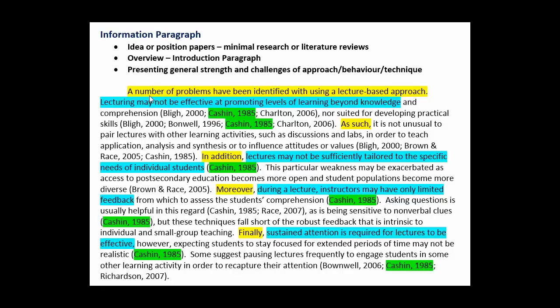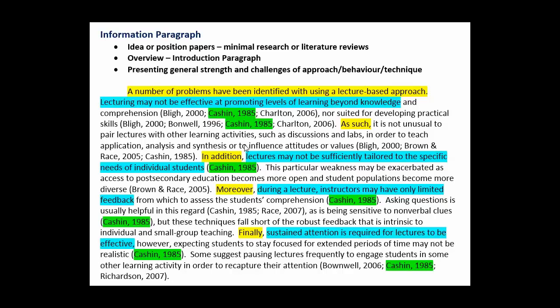Another way of doing this is the person could have written, there are at least 4 problems which have been identified with using a lecture-based approach, and then they could have put in first, then second, third, and then finally. If you run out of linking words, you can use that kind of style. But the statements here are quite general, and they don't involve specific research, specific subjects.